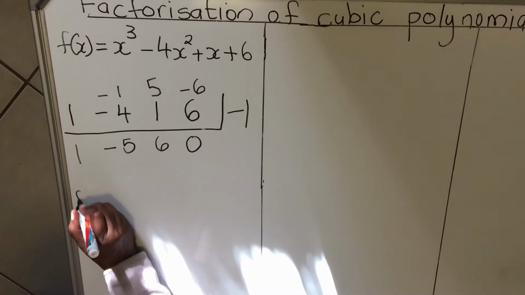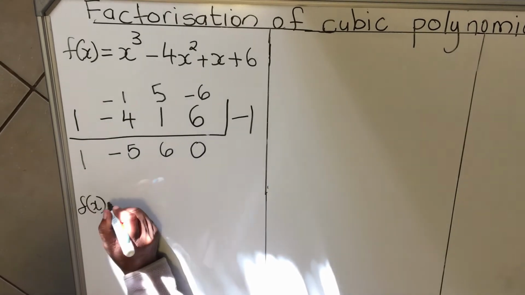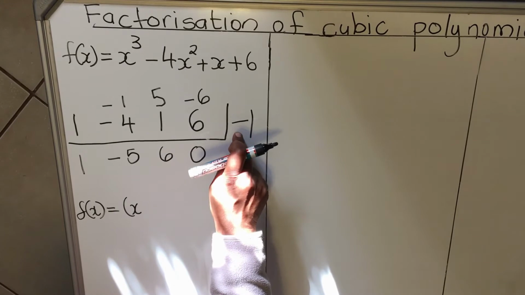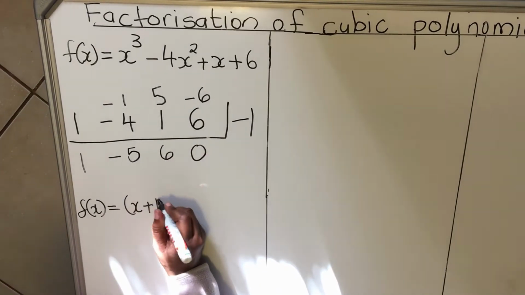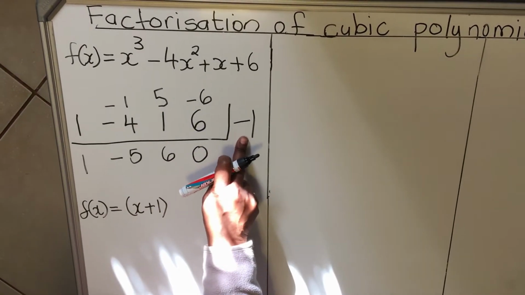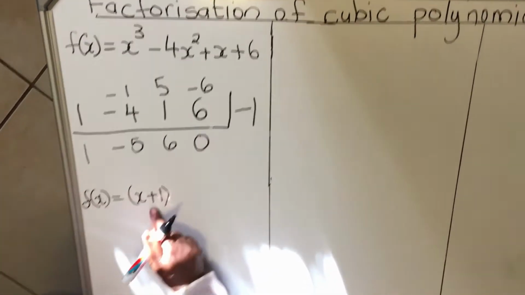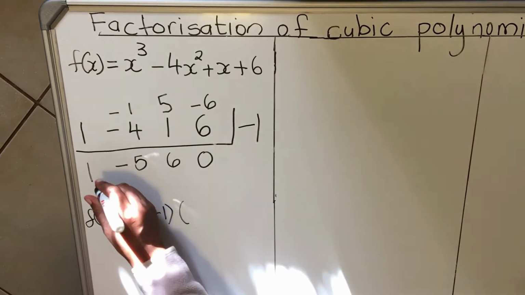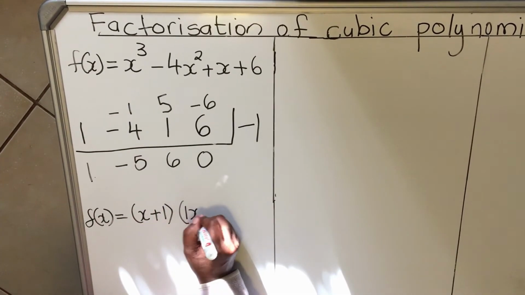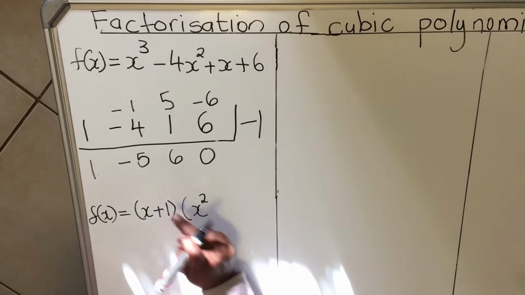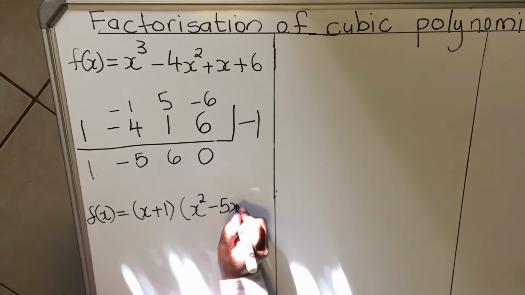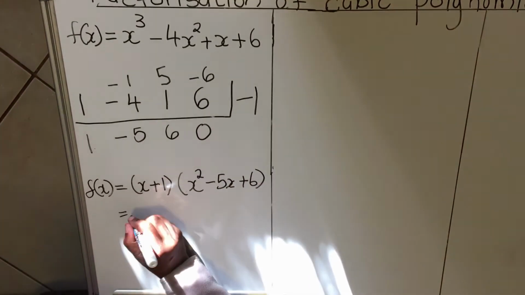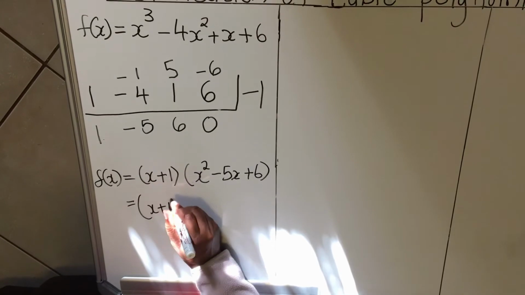Then my function f at x is equal to x, then I take that factor. Because my factor is x equals minus 1, if I write it in a bracket, I'm going to change the sign. It's going to be x plus 1. Then here, this will be 1x squared, normally we don't write the 1, minus 5x, and then plus 6. Now I have a trinomial here, then I factorize the trinomial.